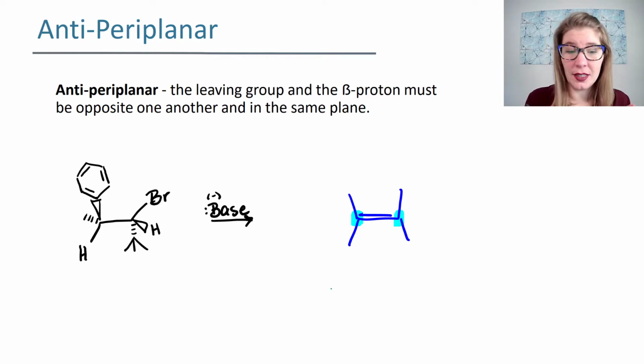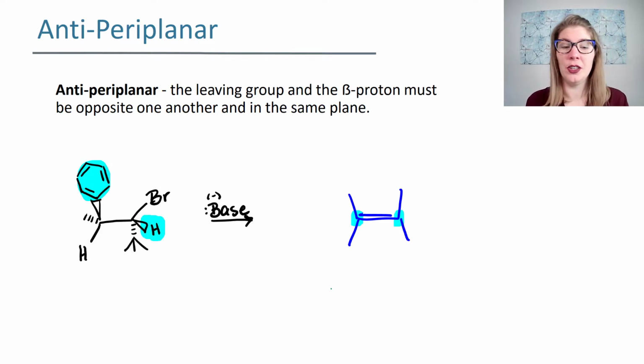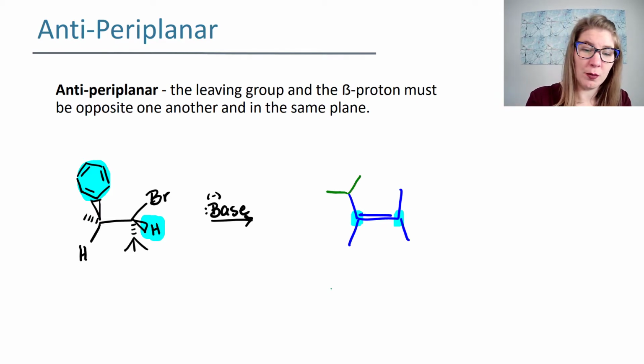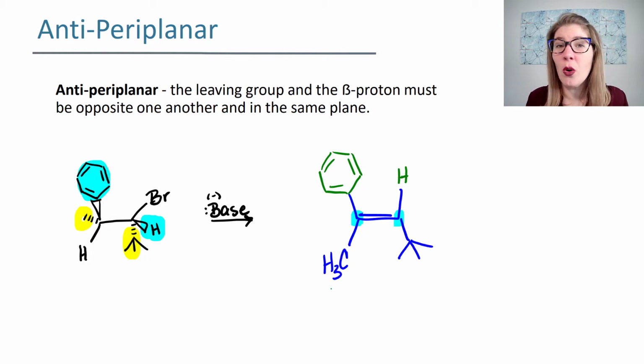What I see that you need to also see is there's one group that's wedge and another group that's wedge. The two wedge groups are going to be on the same face of your alkene, meaning your phenyl will be on the same side as the hydrogen. Then the groups that are dash are going to be on the same face. So you'll have a methyl here and you'll have your tert-butyl here. So there's only one possible answer. You cannot have the other form of this alkene.